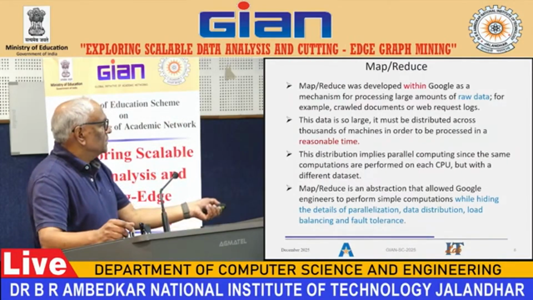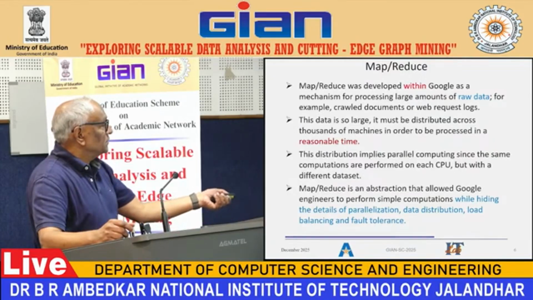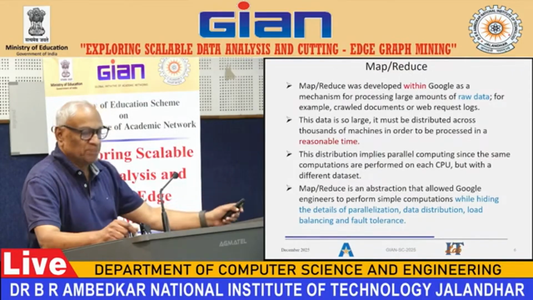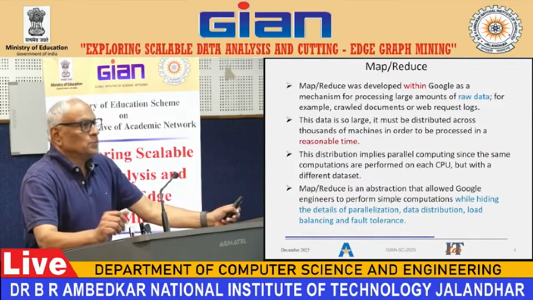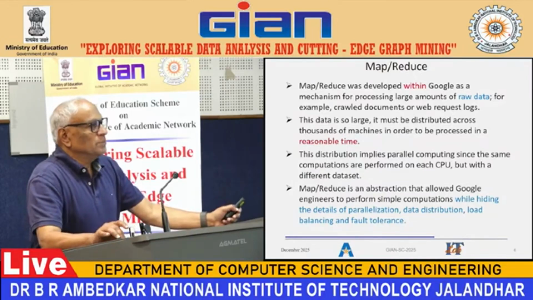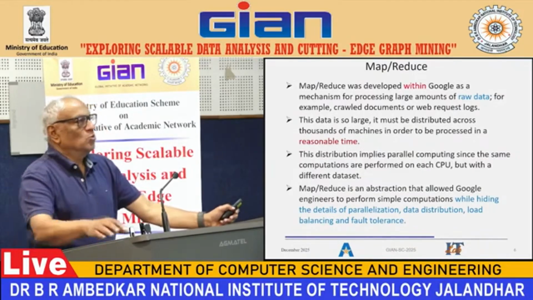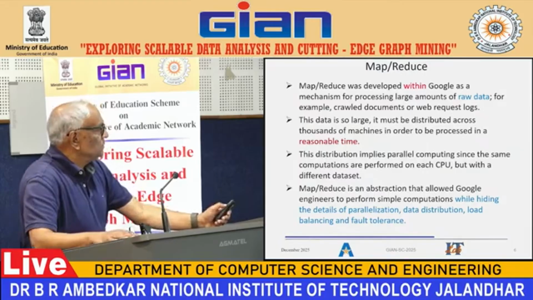MapReduce is an abstraction that allowed Google engineers to perform simple computations while hiding the details of parallelization. As I said, this is important because the earlier way of doing parallel processing required a lot of learning from the people who are involved. They tried to take most of that away from the end user.